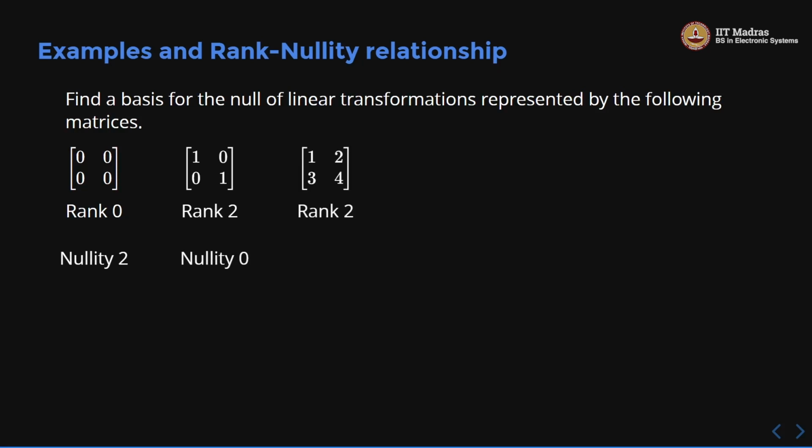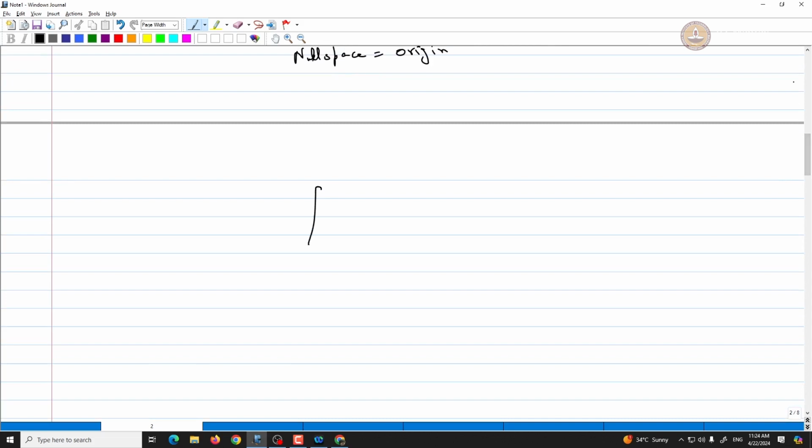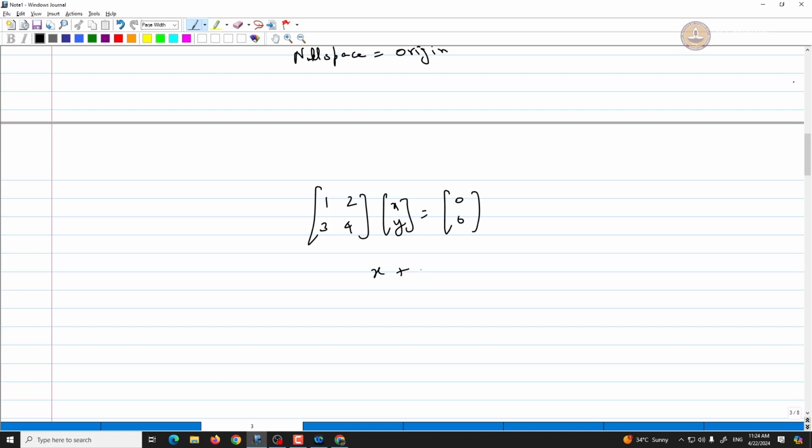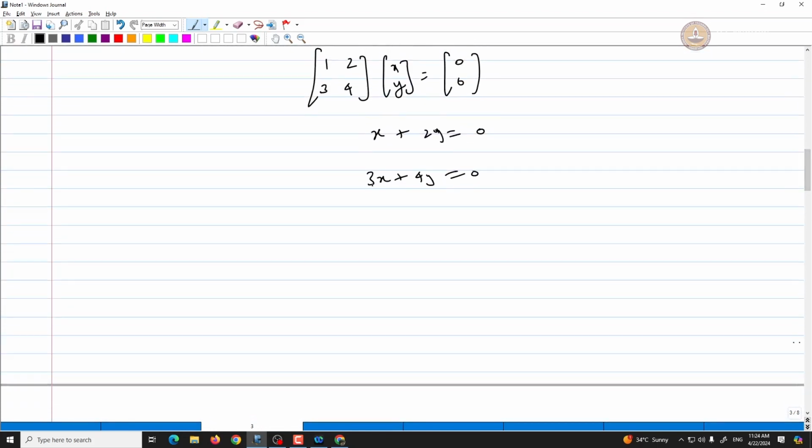Here is another example: 1, 2, 3, 4. We write [1 2; 3 4] times (x, y) equals (0, 0). You get x plus 2y equals 0, and 3x plus 4y equals 0. So how do you eliminate here? I'm going to take the second equation and subtract 3 times the first equation from it, so the x will go away. You get minus 2y equals 0, which implies y equals 0. Now you put that back in the first equation and get x equals 0.